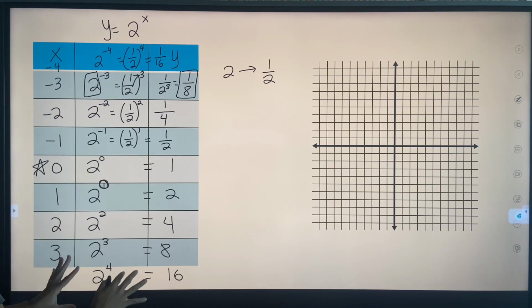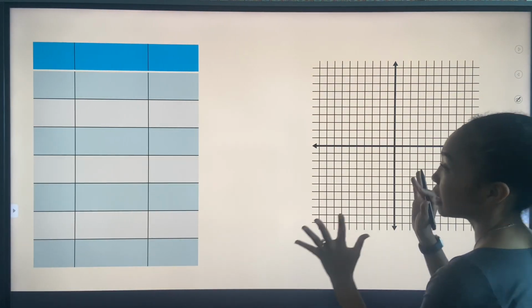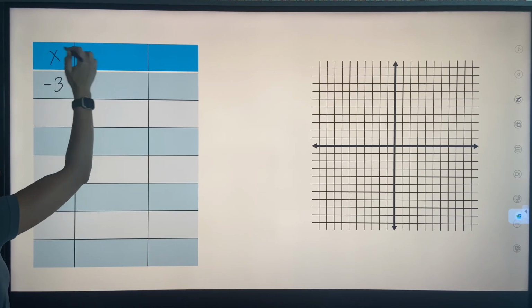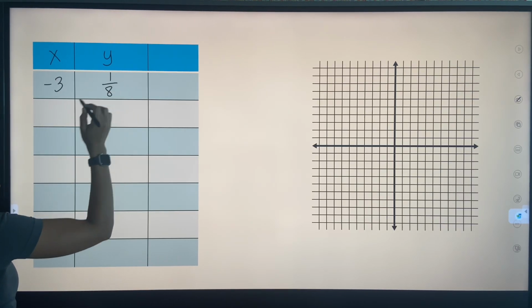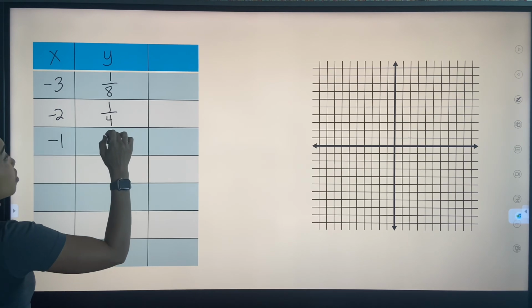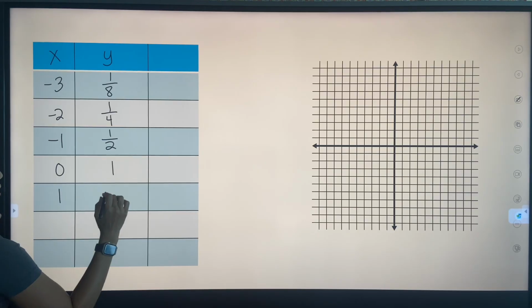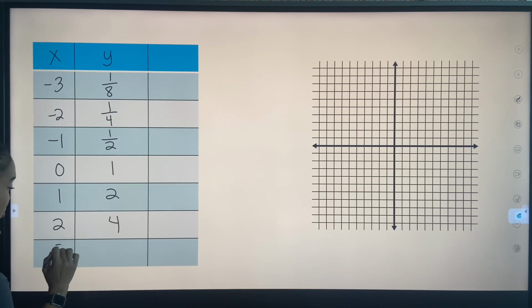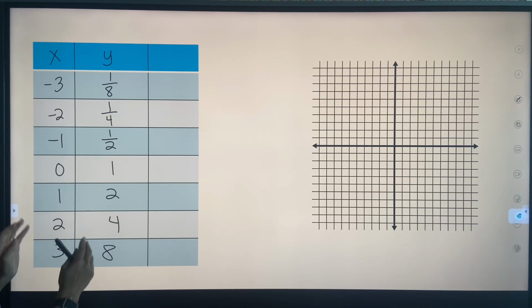Now, just to clean this up, you know the process. Now, I am going to make a clean table. So we had negative 3, and the y value, we had 1 over 8. For negative 2, the y value was 1/4. For negative 1, it was 1/2. For 0, it was 1. For 1, it was 2. For 2, it was 4, and for 3, it was 8. Okay, so that's the table that we had on the last slide. Now, it's all cleaned up for us.